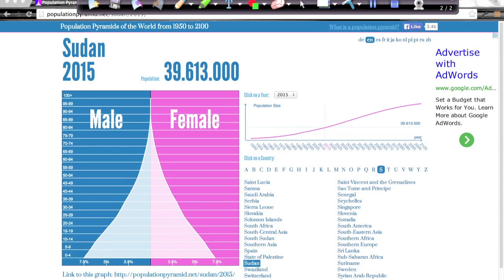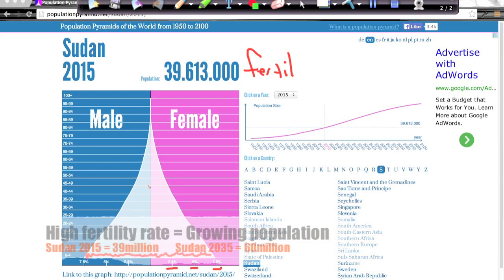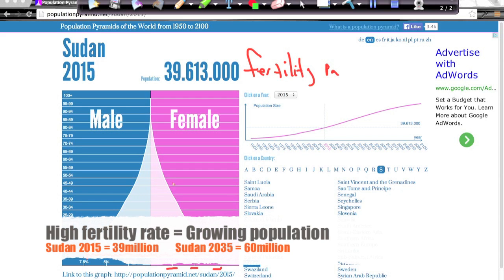Alright, and this one, you see how it has percentages at the bottom, 2.5%, 5%, 7.5%. A lot of the times it'll be in millions. It'll tell you the actual number. This particular website I'm using shows percentages, and that really doesn't change the overall shape of the pyramid. Alright, so here we have a large amount of 0 to 4-year-olds. Alright, what does that mean? In the Sudan, if they have that many 0 to 4-year-olds, the fertility rate is high.